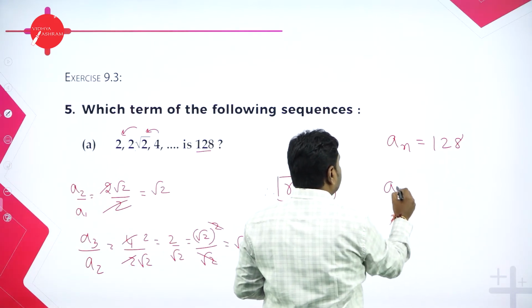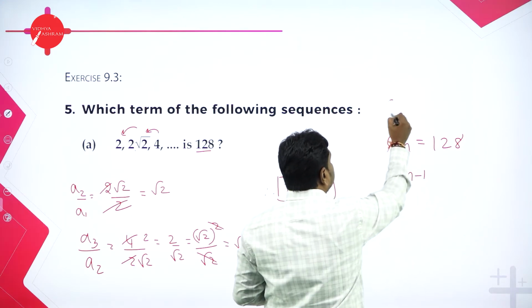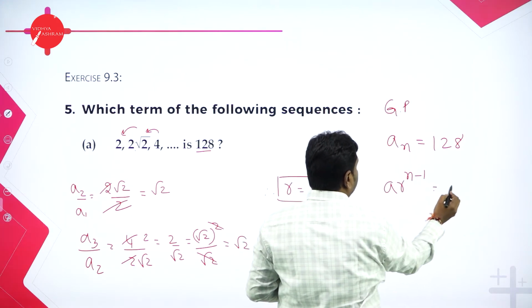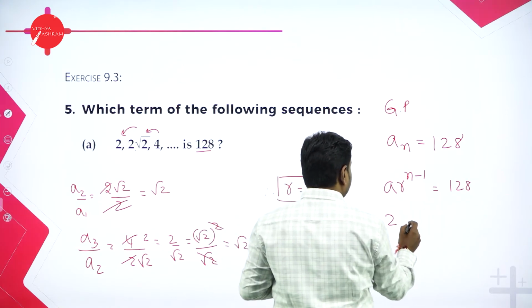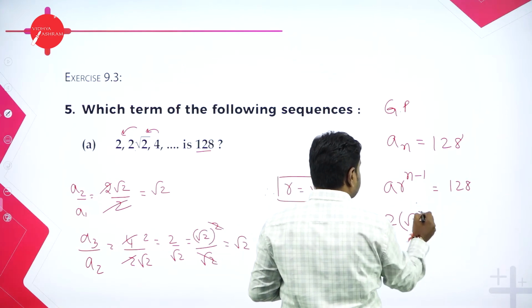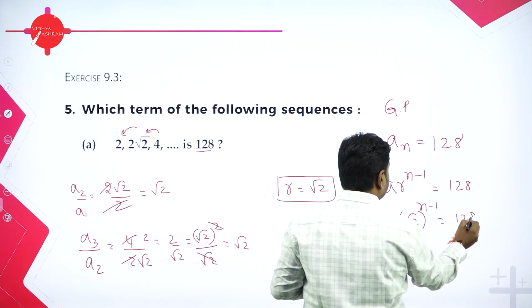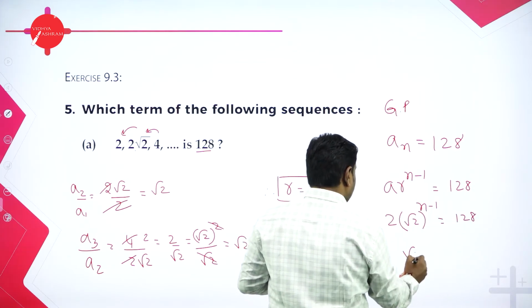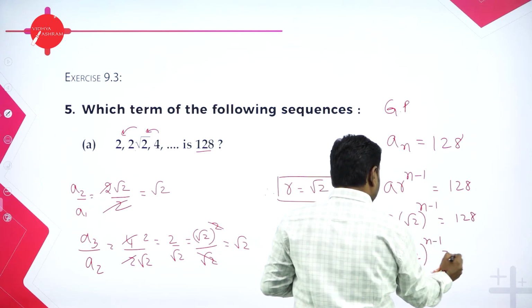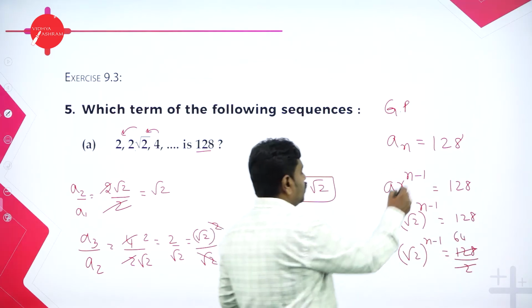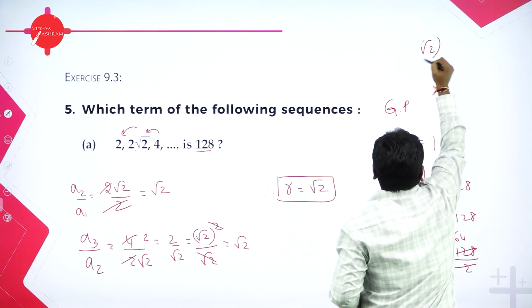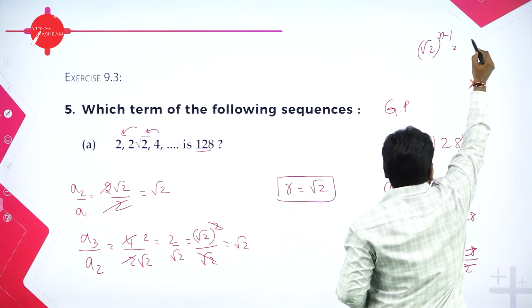And AN is what? A into R power n minus 1, because they are in GP. So now that is what? 128. A value, you know, the first term 2. 2 into R value, you know, root 2 power n minus 1 is equal to 128. You transfer 2 to that side, root 2 power n minus 1 is 128 divided by 2. 2 sixes are 12, 2 fours are 8. Root 2 power n minus 1 is equal to 64.